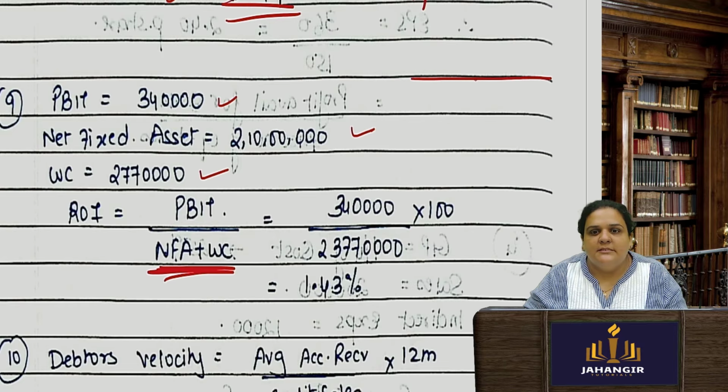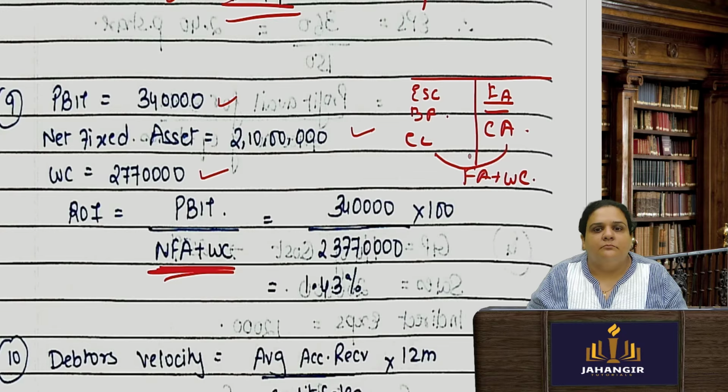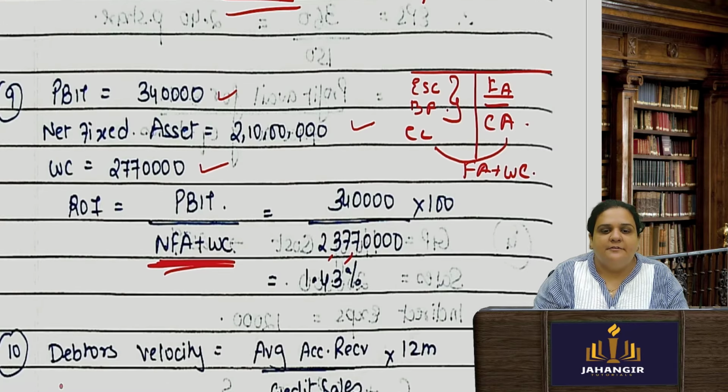If you see this T form of the balance sheet, here first we have equity share capital, then borrowed funds, then we have current liabilities. Here we have fixed assets and we have current assets. Current assets minus current liabilities is working capital, and we take fixed assets over here. It will become the same thing, no? Capital employed. So 3,40,000 divided by 2 crore 10 lakhs plus 27 lakh 70,000, that is 2 crore 37 lakh 70,000.